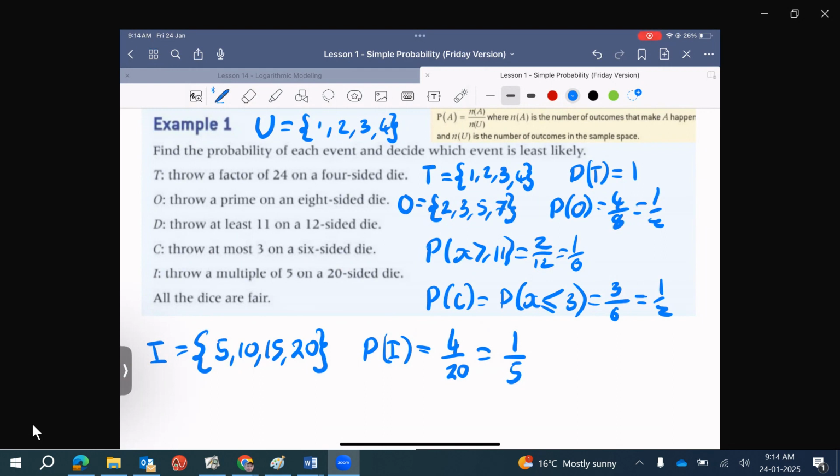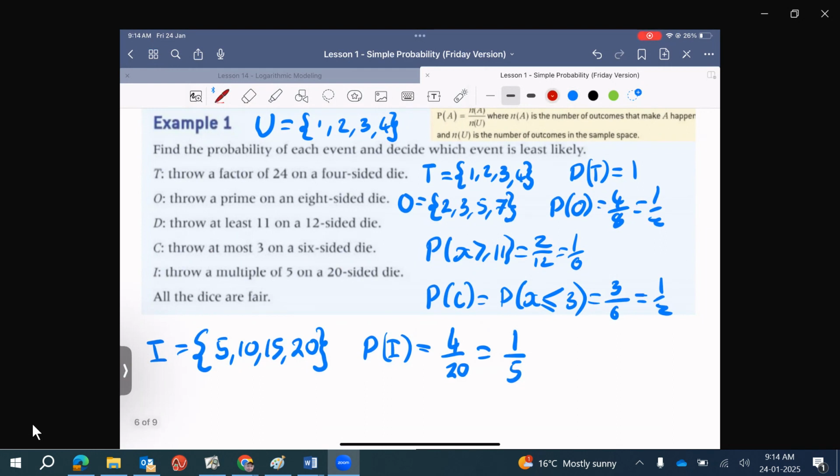So which one is the smallest number here? Everything is 1 divided by something. So 1 divided by 6 has to be less than 1 divided by 5. So this has to be the smallest and least likely event that we have there.